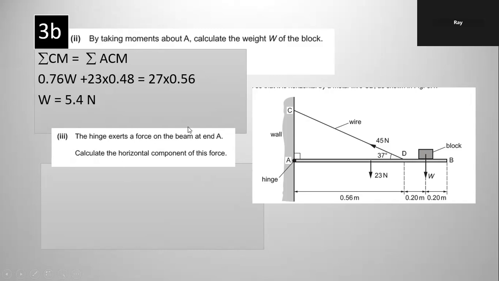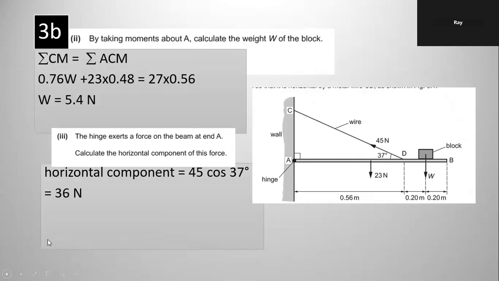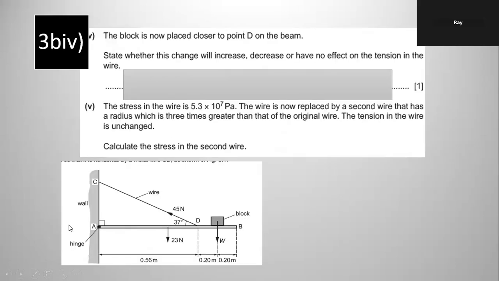The hinge exerts a force on the beam at point A. Calculate the horizontal component of this force. 36 newtons. They just want you to resolve. This is the only one that contributes to the horizontal component. This is 45 cos 37. Any comment? Okay, then let's carry on.